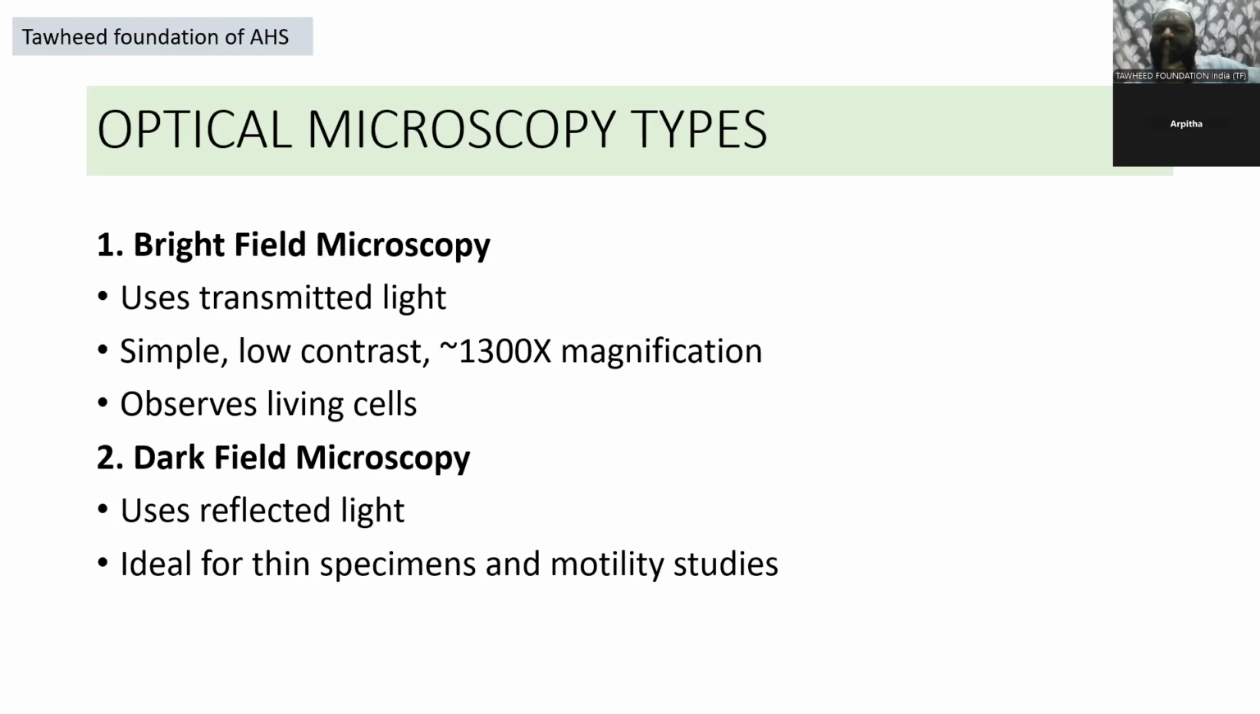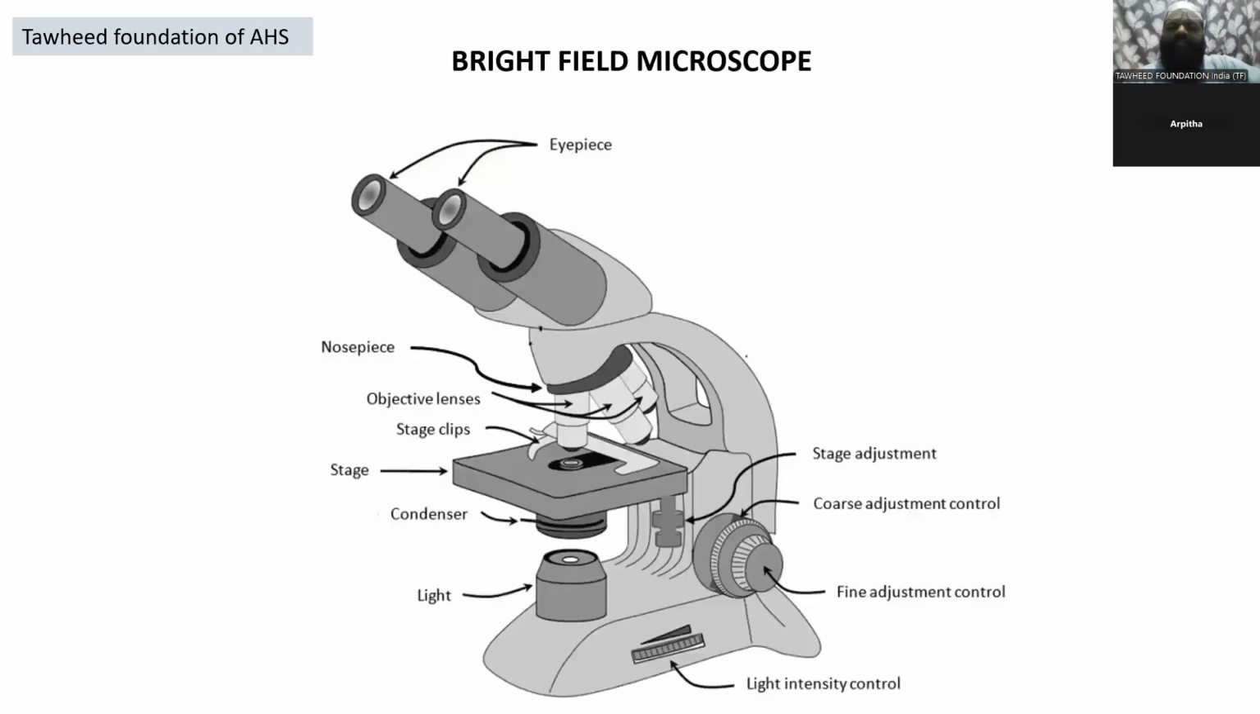It is further classified into bright field and dark field. Bright field microscope uses transmitted light, that is low contrast of approximately 1300 magnification, and observes living cells. Dark field microscopy uses reflected light. This is ideal for specimens like motility studies. This is compound microscope, which is classified under bright field microscope. Let us go in detail about compound microscope.